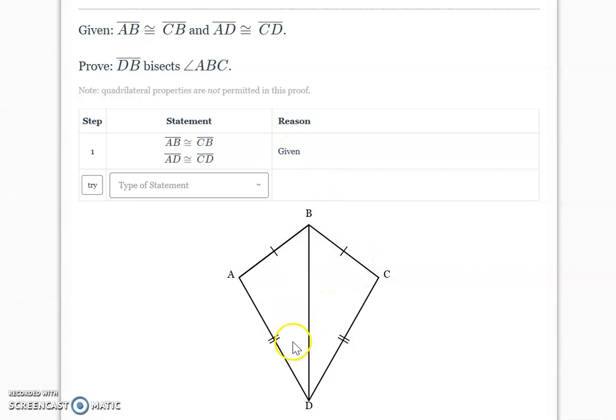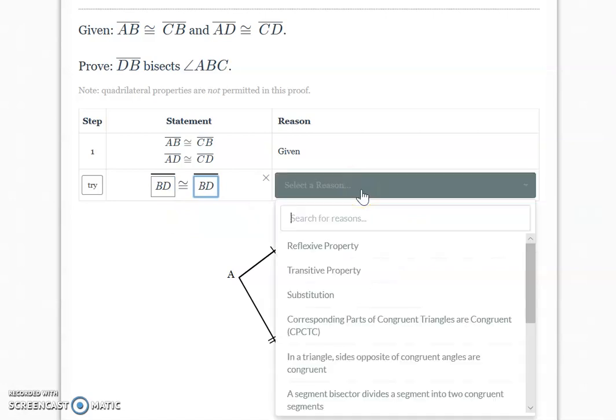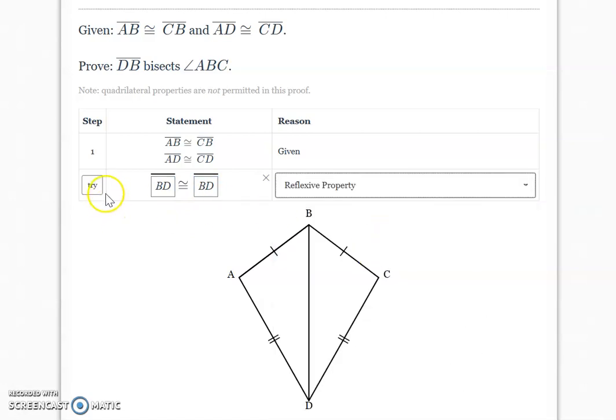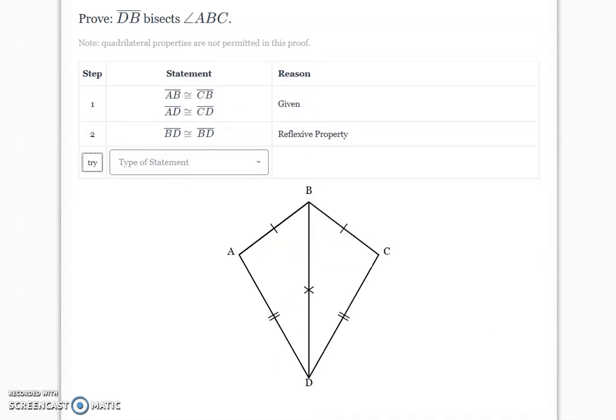Well, we have two sides. We don't know anything about those angles. We're trying to prove those. We don't know anything there, but we do have this duplicate side here. So I'm going to look for congruent segments. So BD is congruent to itself, and we know that's the reflexive property. So now we know that this side is congruent to itself. So this triangle is congruent to this one using side, side, side.